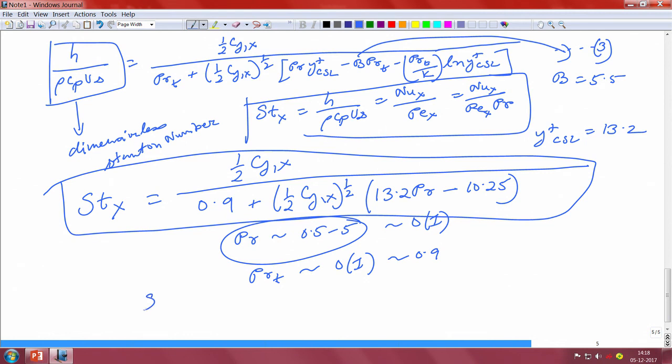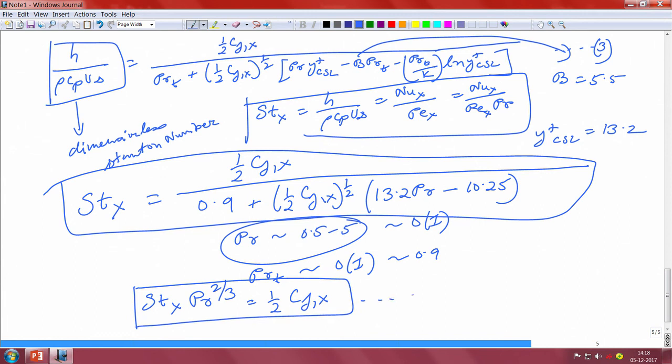Since it is dependent only on the Prandtl number, if you just take all the things out, Stanton number into Prandtl number 2/3 is equal to half Cfx. This is the expression that you get after simplification. This particular expression that you see over here was originally suggested by Colburn.